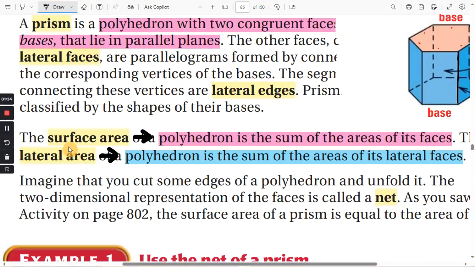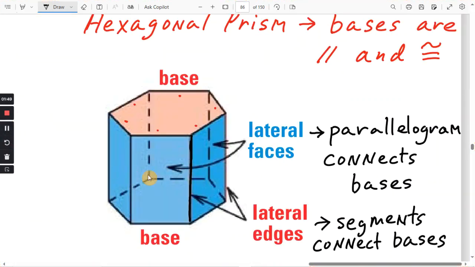All right, so the surface area for a polyhedron is the sum of the areas of its faces, and the lateral area for the polyhedron is the sum of the areas of its lateral faces. In other words, if you just did the area of the lateral faces, the part in blue, that would be the lateral area. If you included the part in blue and the two bases, that would be the entire surface area.